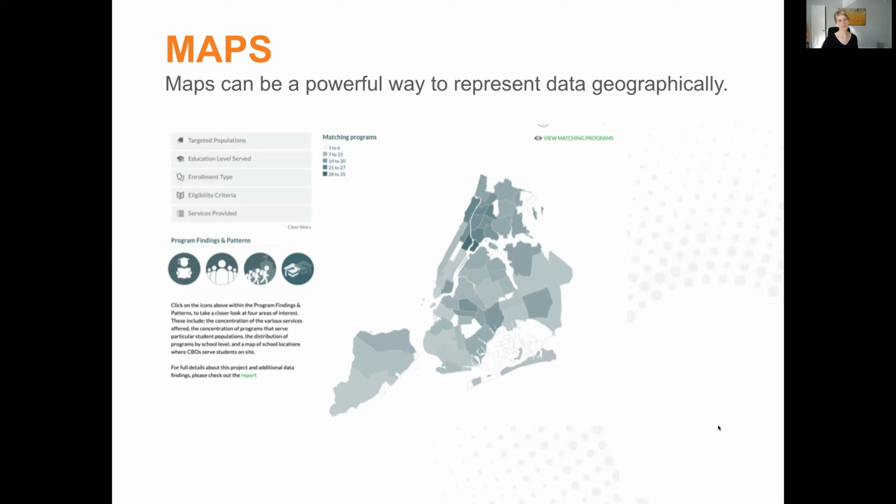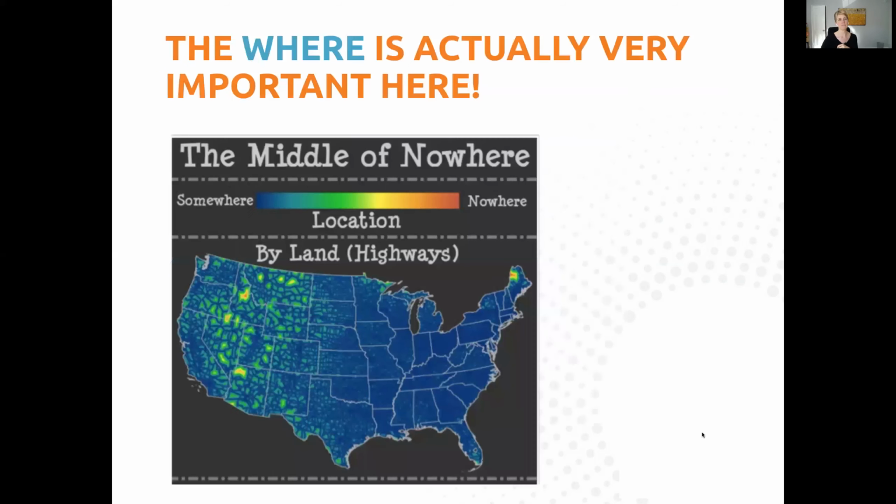So this one is one we built about college readiness programs and where they were located in New York. But it was interactive and people actually needed to be able to find their neighborhood and click on it and see the drill down of all the programs in their neighborhood. So where was very important. This was totally an appropriate use for a map.